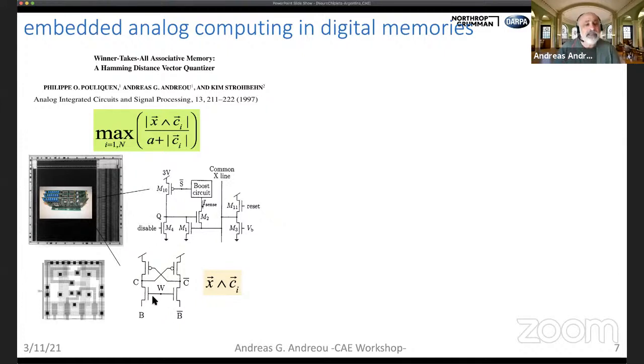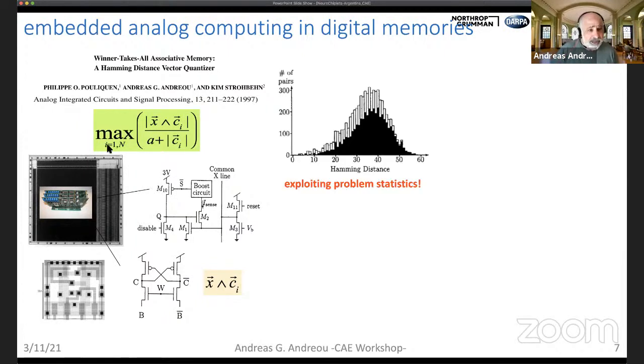Now, by biasing the lines B and B bar here at different voltages through a circuit that I show above that takes the current out, we can make a winner-takes-all, and we can find the max, and we can compute this max operation of the exclusive OR of every cell in the array.